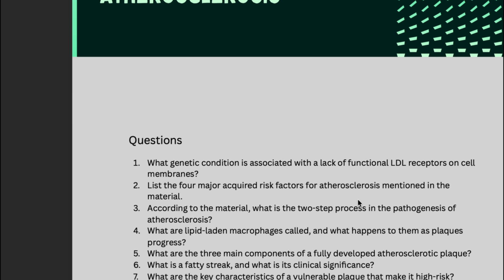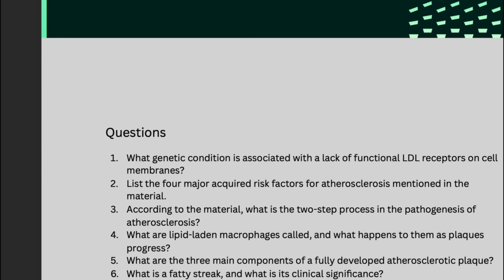Okay, so question one. Question one tells us that what genetic condition is associated with a lack of functional LDL receptors on cell membranes? So what is the answer for that? So the answer is that the genetic condition is Familial Hypercholesterolaemia, so FH, and it is caused by defective or absent LDL receptors, and this results in markedly elevated LDL cholesterol levels and premature atherosclerosis. Let's look at question 2.